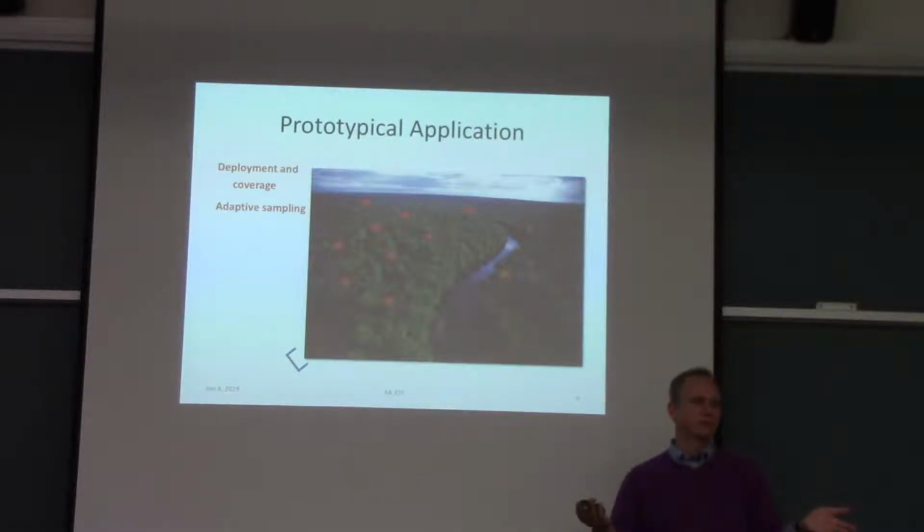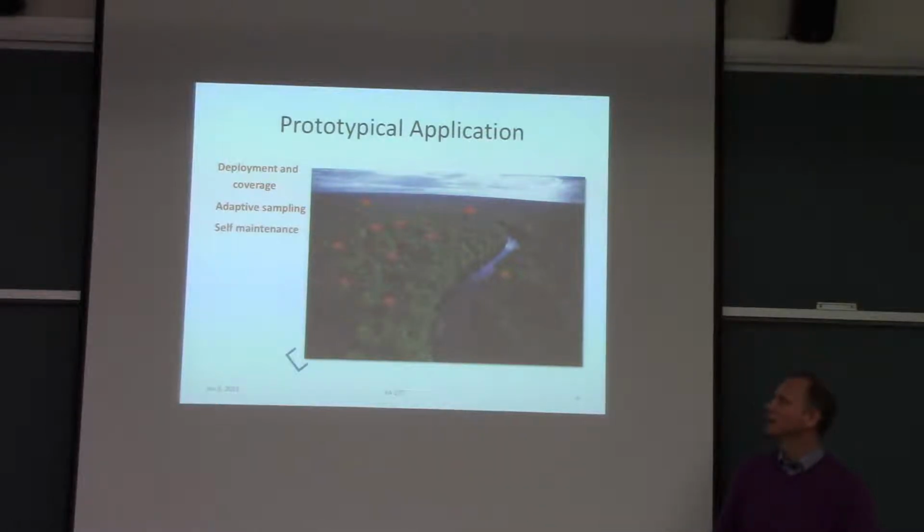Maybe we're interested in forest fire risk. So maybe the robots first spread out and they start looking and they say, oh, there's a lot of moisture over here, and there's not a whole lot of dry brush, but over here it's very dry and there's a lot of extra brush on the ground, so we're going to concentrate our measurements in this area. So we call that adaptive sampling.